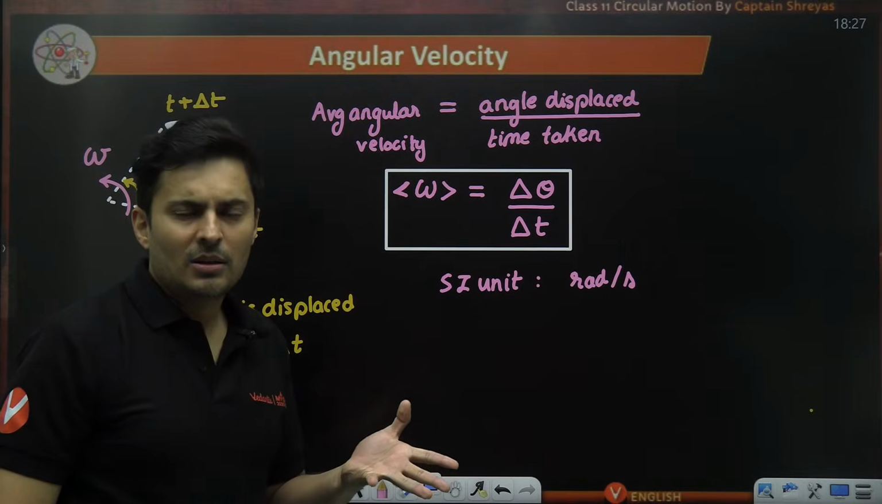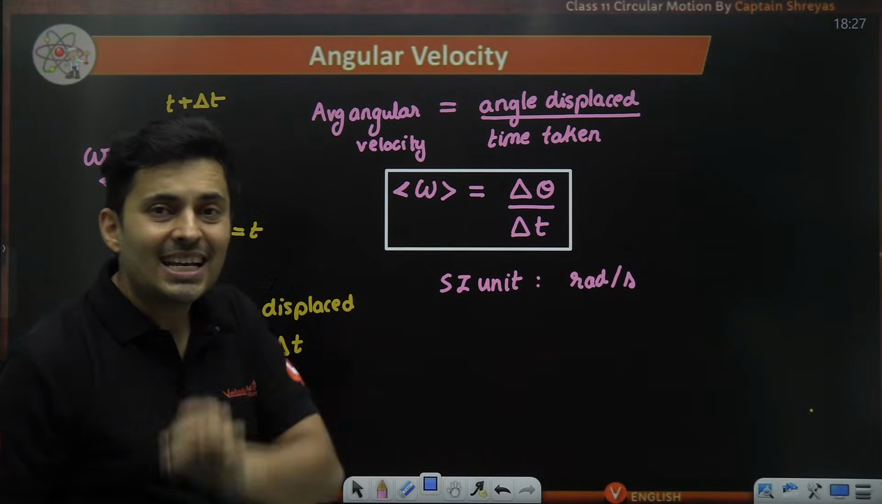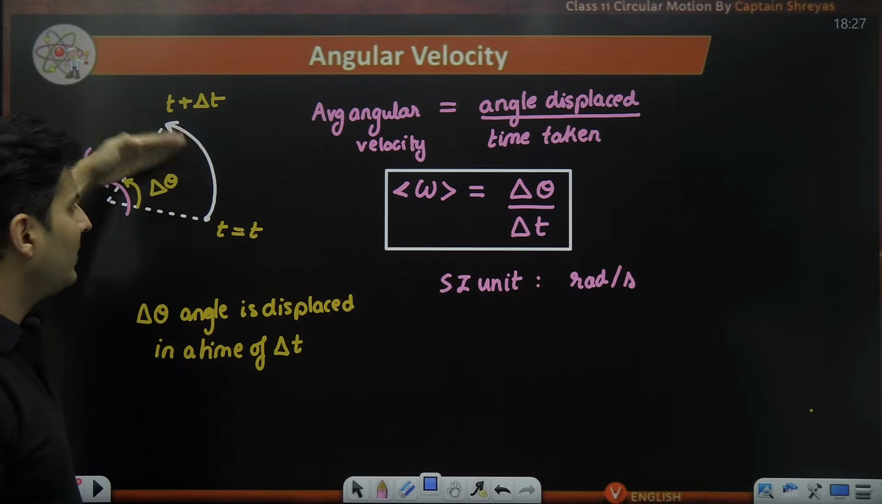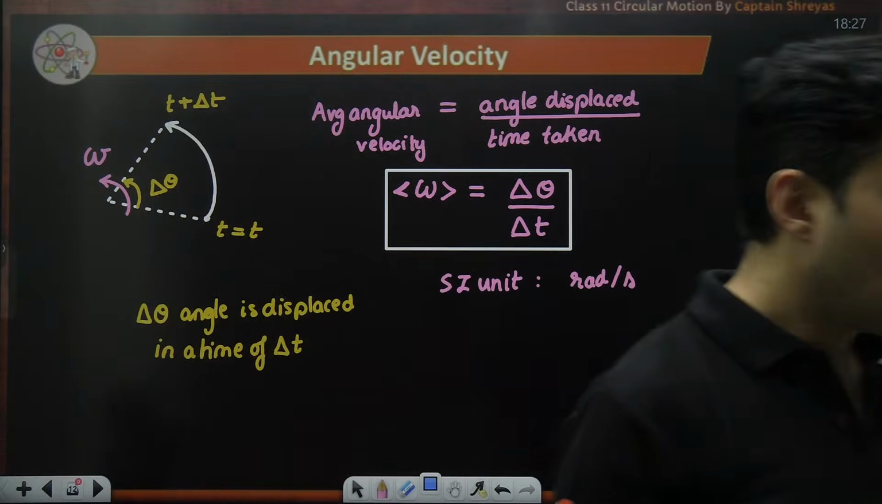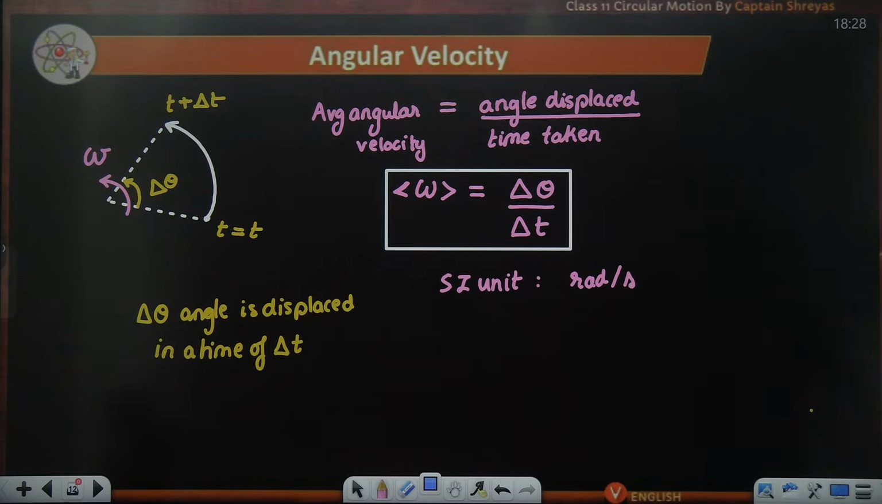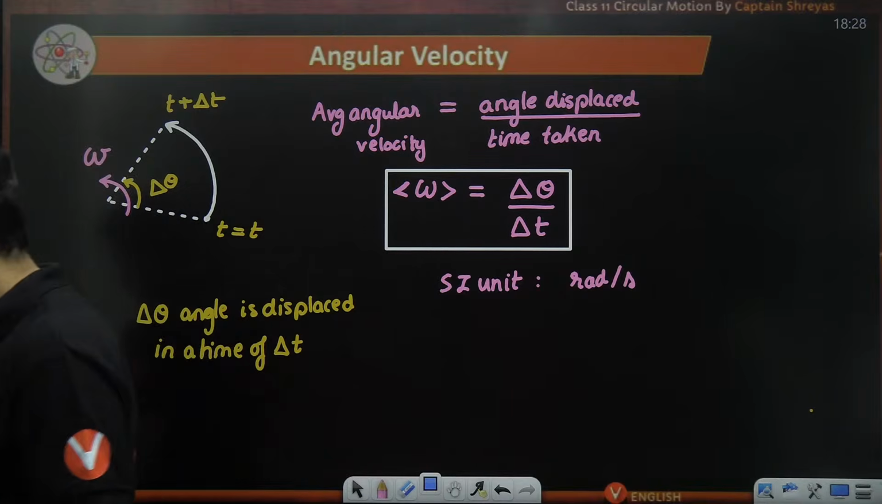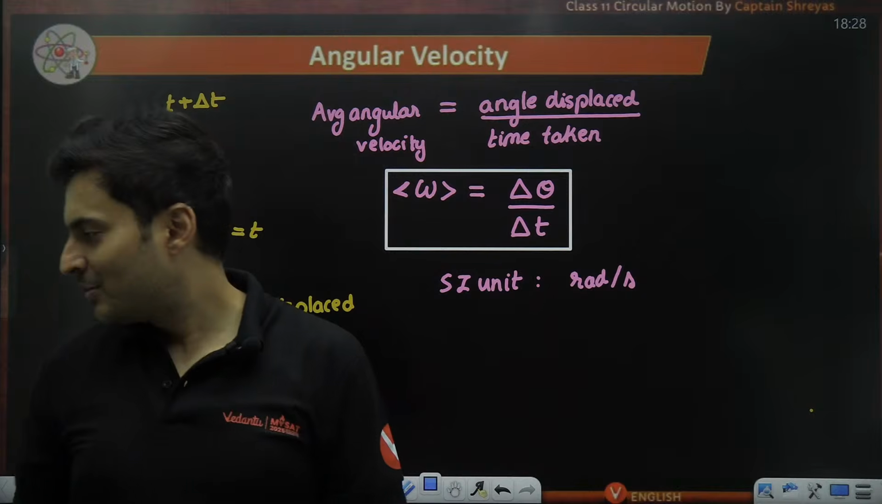Can you guess what might be the formula if it was instantaneous angular velocity? Because my angle might be different at different times, so maybe my speed is changing. So in that case, what do you think it should be? What do you think it should be if it was instantaneous?